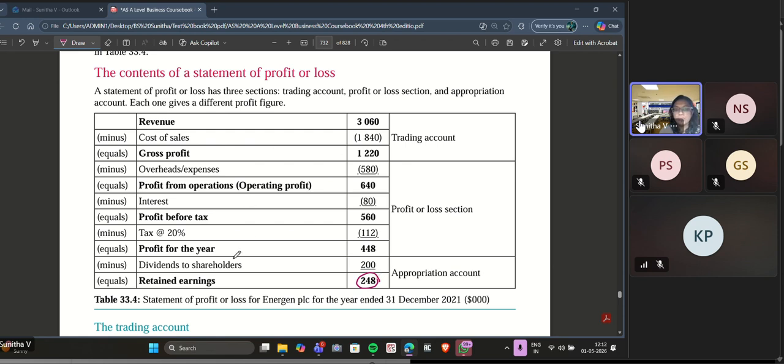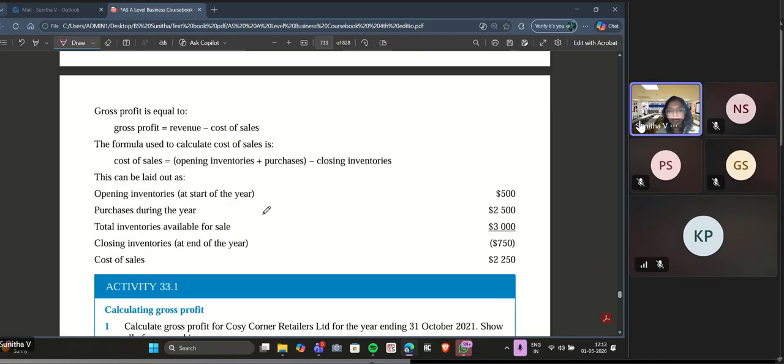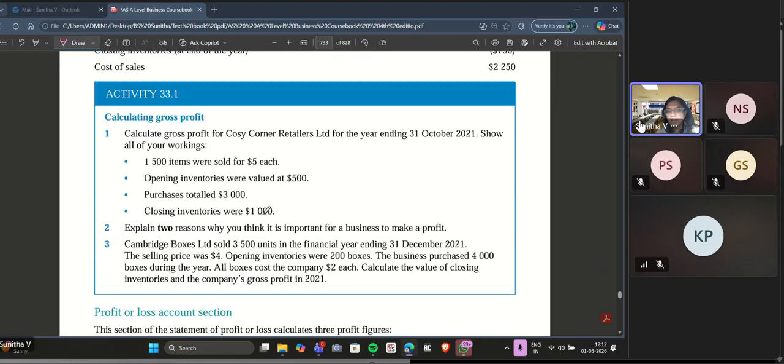So either you will get a statement like this, and based on this, you will have to decide whether the question can be from the manager's point of view or the shareholder's point of view. It may ask you, do you think the shareholders will be satisfied with the performance shown in the financial statements? So this is one. Clear? Okay. Now, again, you don't have to remember any formula.